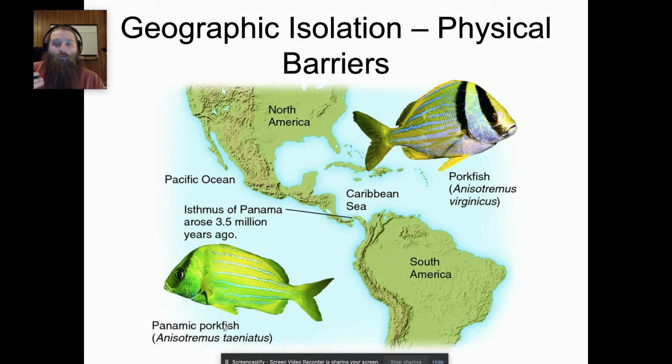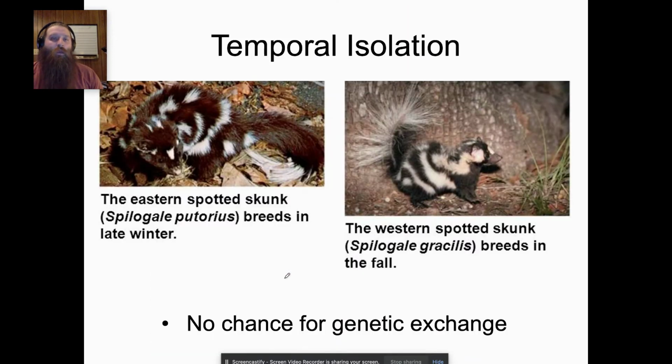Now, the fact that they cannot interbreed means that this blue coloration is more likely to continue in the Caribbean porkfish, and it's very unlikely to continue in the Pacific Ocean porkfish. So that would be an example of geographic isolation.